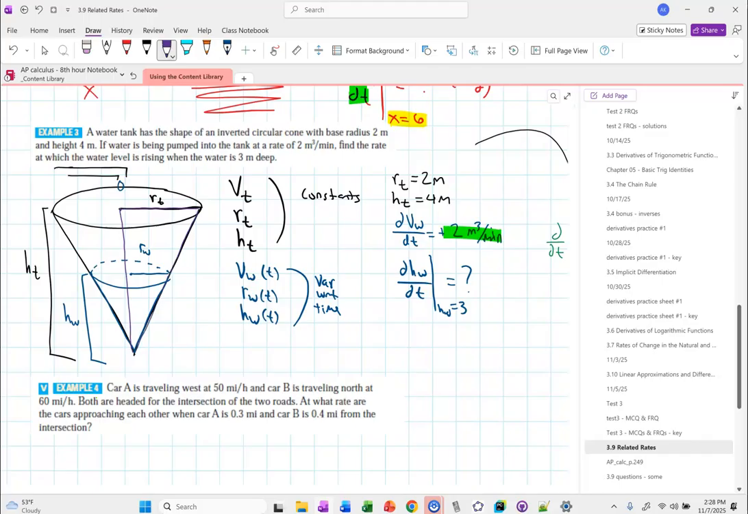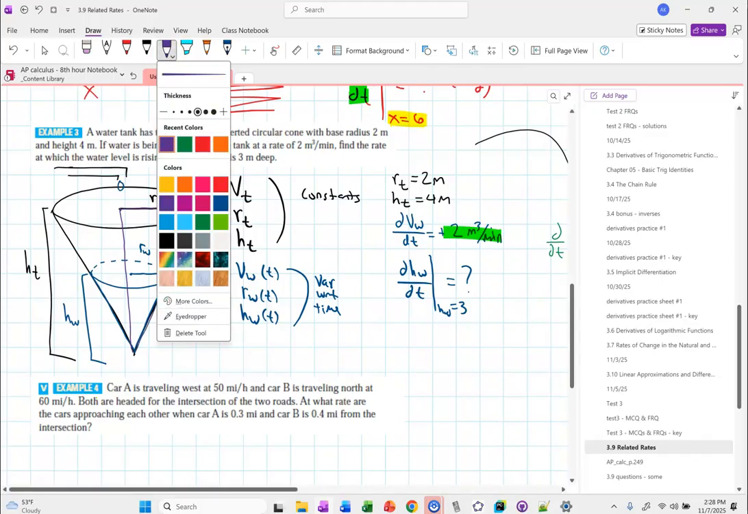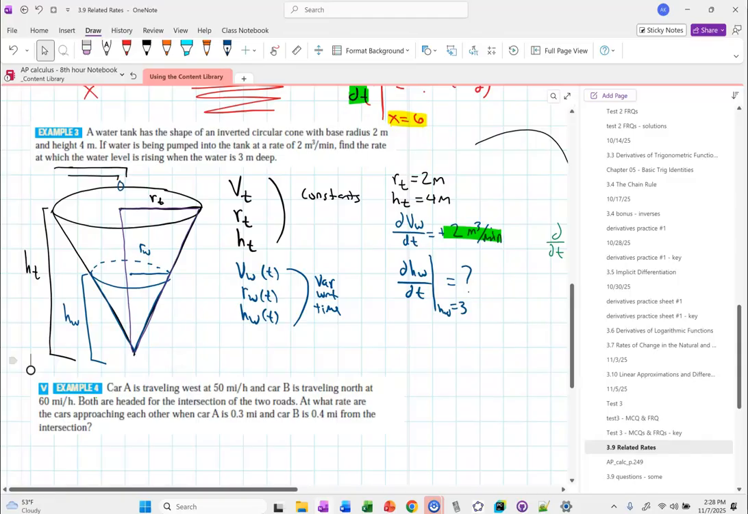Oh, Pythagorean theorem. No, a good idea, but no. What do you see? Two triangles. What kind of triangles? Right angle triangles. What can you say about those two triangles? They are similar. What can we say about two similar triangles?